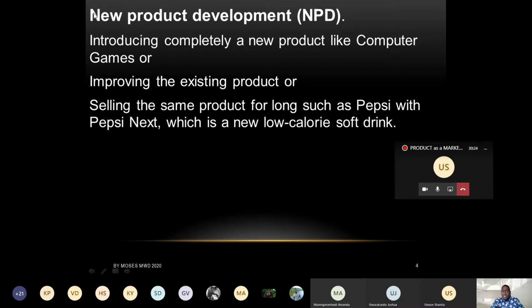As was said, when we're talking about a product, your marketing mix cannot exist if you are not selling something, and whatever you're selling should either be a good or a service. So when we talk about new product development, we mean 3 ways. When they ask you to define it, we need these 3 elements in your definition. New product development may mean introducing a completely new product, or improving the existing product, or selling the same product for long.